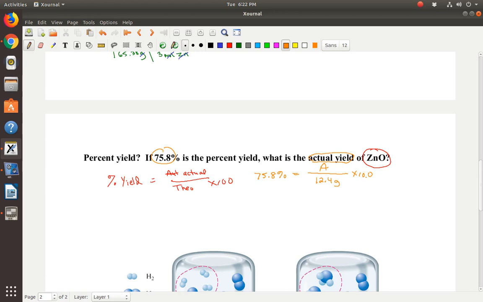All right? So I'm going to divide both, this is 100, so yes, I'm going to divide both sides by 100. So that goes away, and this becomes 0.758 is equal to the actual amount over 12.4. And now I'm going to multiply both sides by 12.4. And that's going to cancel. And that's going to cancel. So what's my actual amount equal to? 12.4 times 0.758.